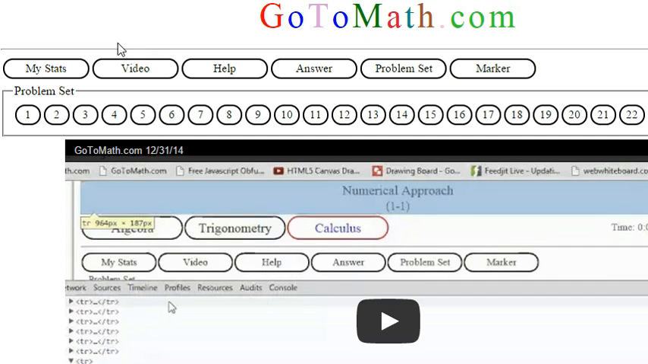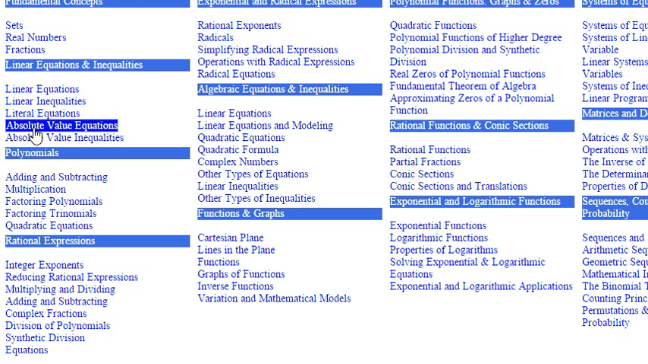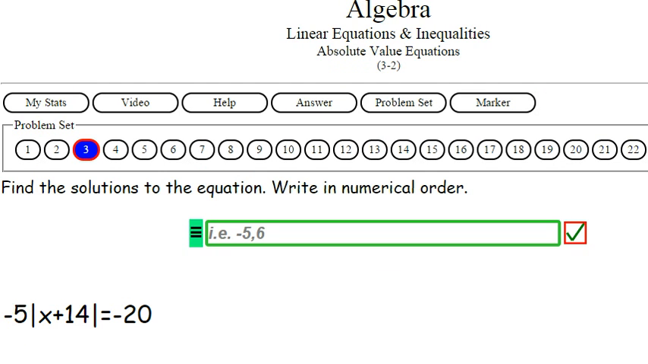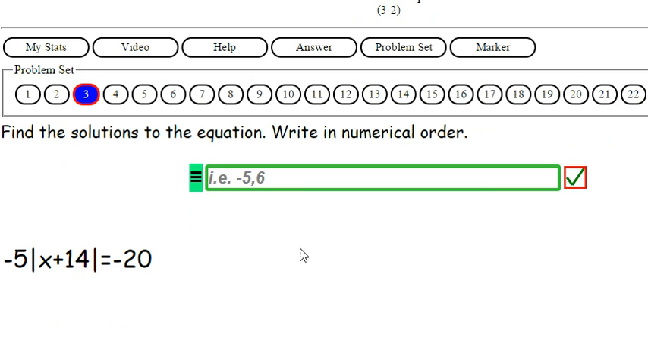Okay, we're over here, go to gotomath.com, click on algebra, and let's go down to absolute value equations 3.2. So we're going to be wanting to find the solution, or solutions actually, to this equation, and of course we'll write those solutions in numerical order. If you want to check them, check your work before you actually see the answer.